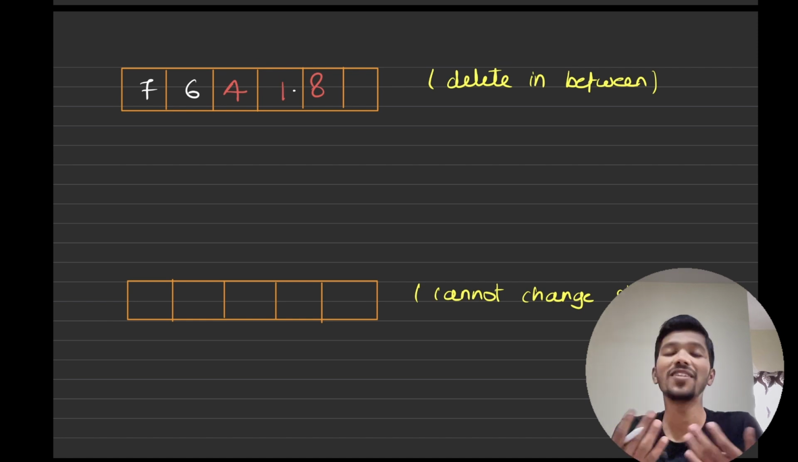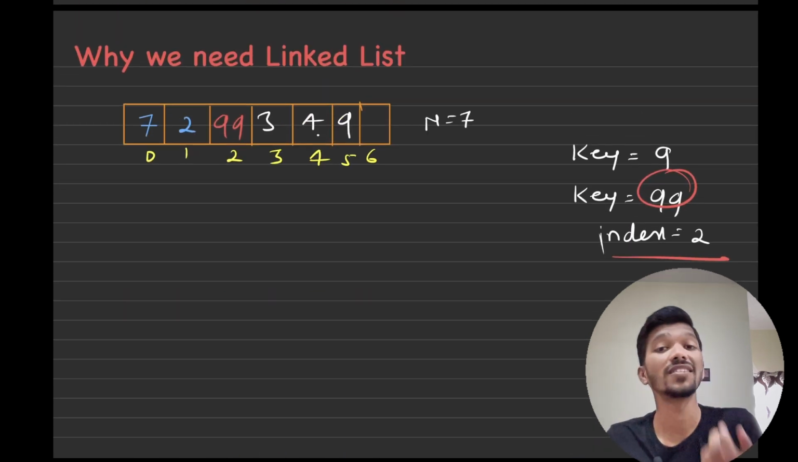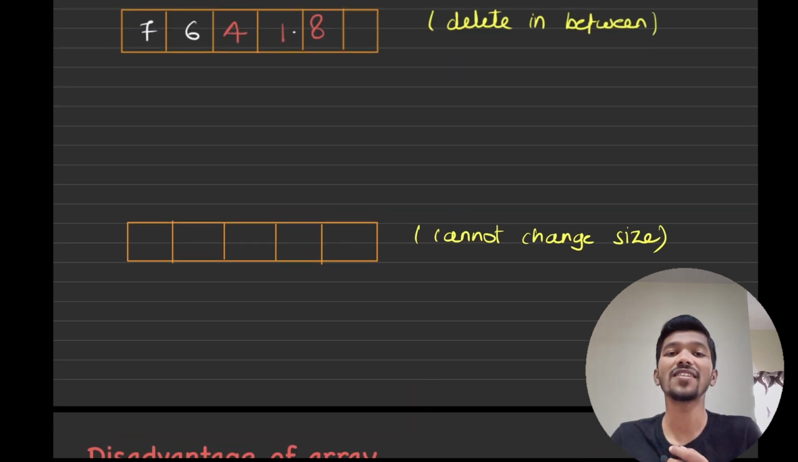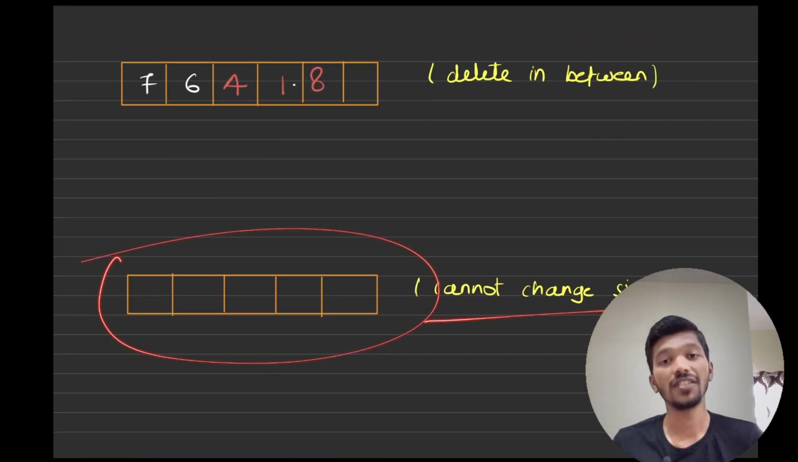See, again to delete it we need to perform two or more operations. Why do we need to perform two or more operations if I only want to delete the element or if I only want to insert the element, right? So these are the disadvantages of using an array. And the last disadvantage is we cannot change the size of an array.